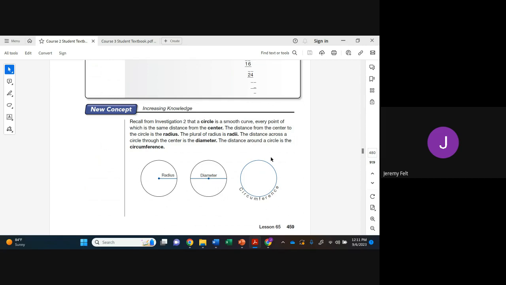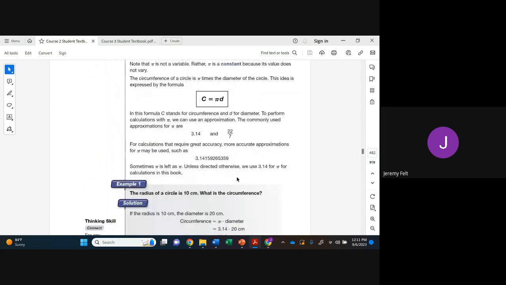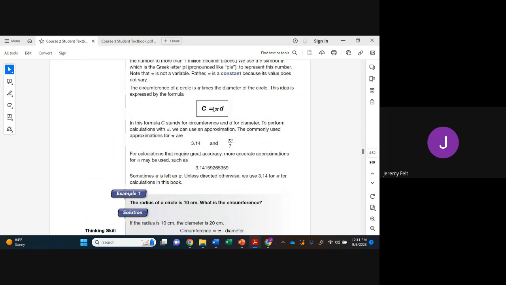And then the circumference is all the way around. So those are highlighted words. Hopefully we remember those. If not, now we do. So radius, diameter, and circumference. For the circumference of a circle, this symbol right here is what we use for pi. Okay, so it's pi, or we'll use 3.14, 22 sevenths.